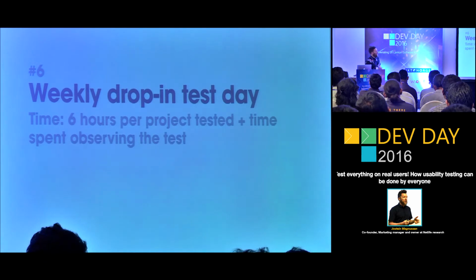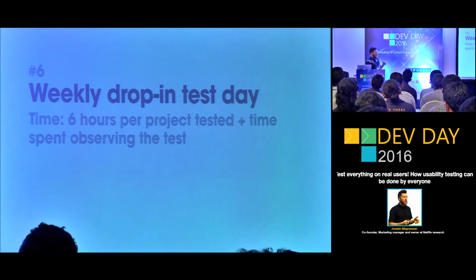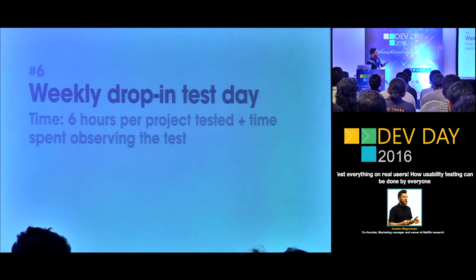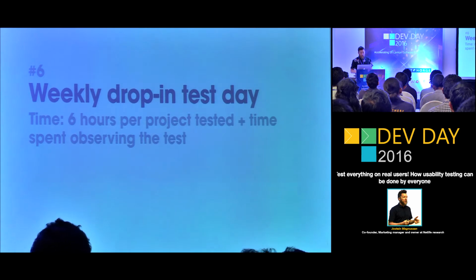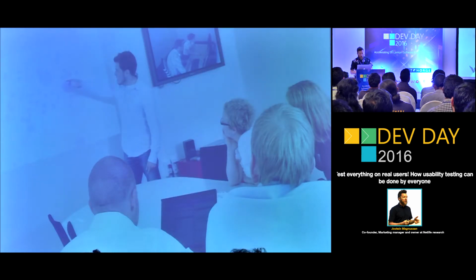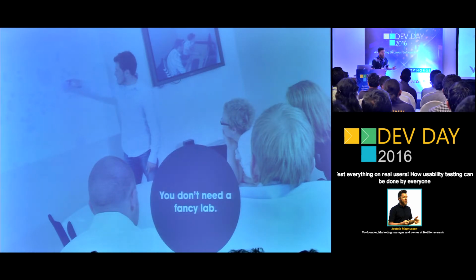This is to make it a little bit more efficient, so you don't have to set it up every time, and you know that Wednesday it's possible to test my project, what I'm building now. It's quite an easy way to do it. But then you have to reward subjects, and if you are going to have a usability lab, you have to set that up. So our labs are kind of fancy with the eye tracking equipment, etc. But you don't need a fancy lab. You don't need a lab at all.